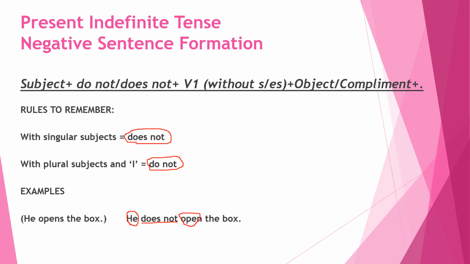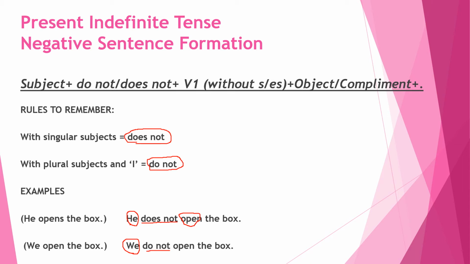So your sentence becomes he does not open the box. Look at the other example. We open the box. So in case you have a plural subject, you have do not in the sentence. In the negative sentence, you say we do not open the box, right? So it was plural, we, that is why I have added do not. And it's already open, there is no s with open because the subject was plural.